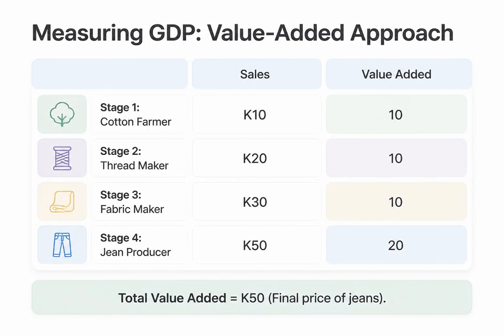The third method is the value-added approach. Here, we sum up the value added at each stage of production. For example, a farmer sells cotton for 10. A thread maker turns it into thread worth 20, adding 10 in value. This continues until the final jeans are sold for 50. If we just add up the value created at each step, it perfectly equals the final retail price of the jeans.